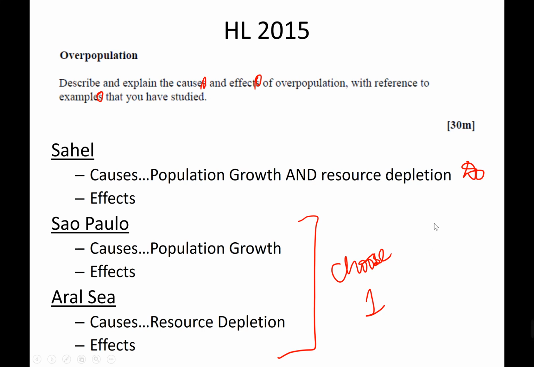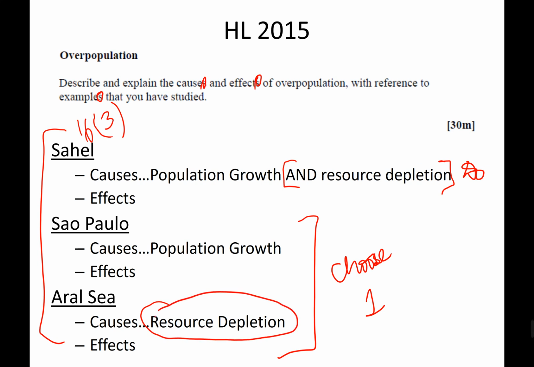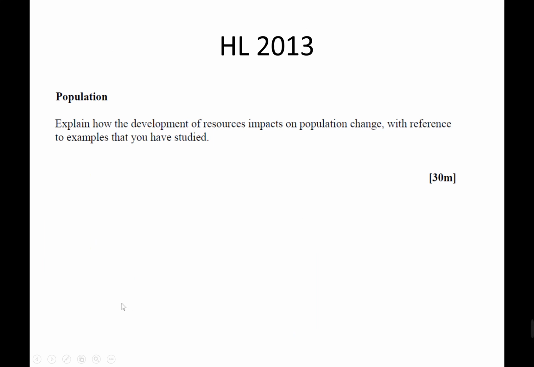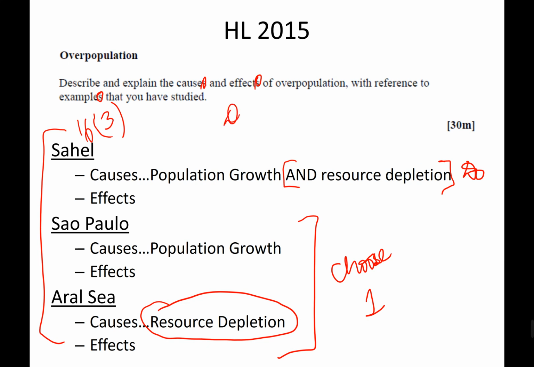Or if you wanted to do all 3 of them, then leave out resource depletion in the Sahel because you have more than enough in resource depletion in the Aral Sea. So there's a couple of different ways you can approach these. Sorry, can I just say as well, you always start with define overpopulation. All of these, even if I forget to say it, always start with a definition of overpopulation. Everybody needs that.